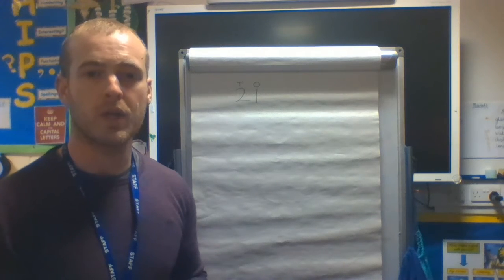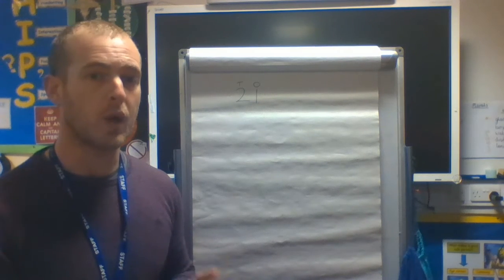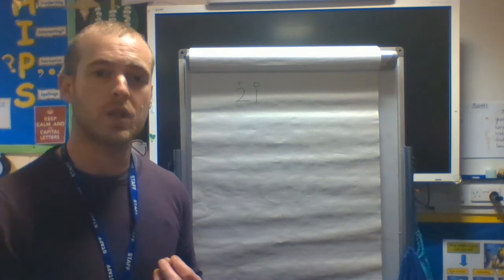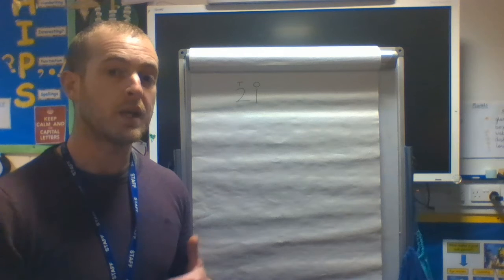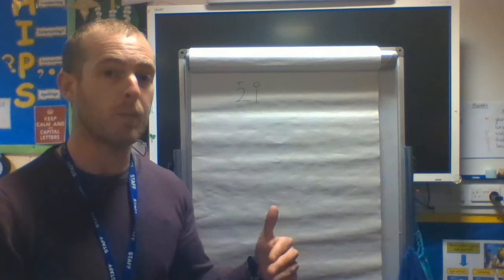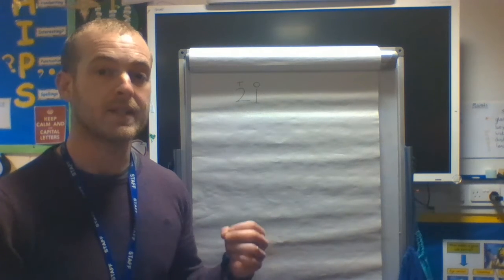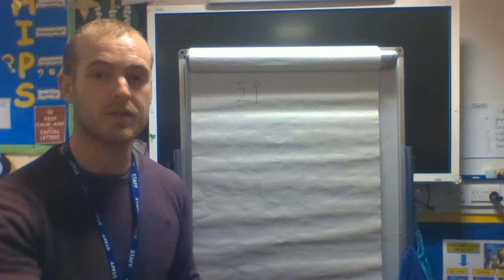The reason that we're going to be learning how to multiply a two-digit number by a one-digit number is so that we can do that quickly and efficiently. Because in maths, what we want to do is make the steps to solving problems really, really quick and simple. It makes it easier for us.